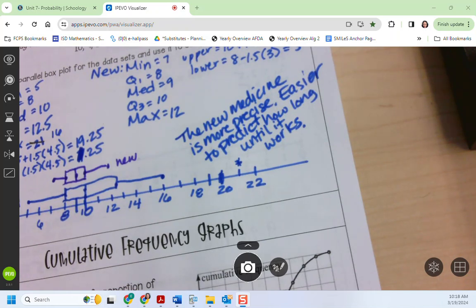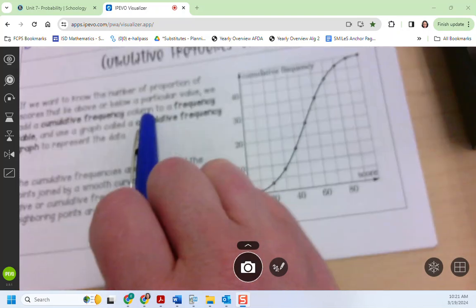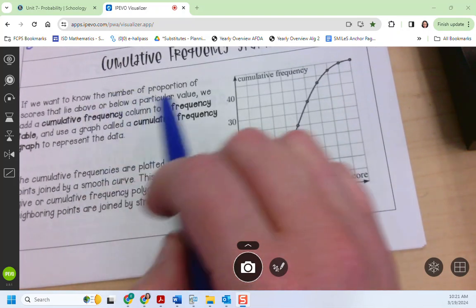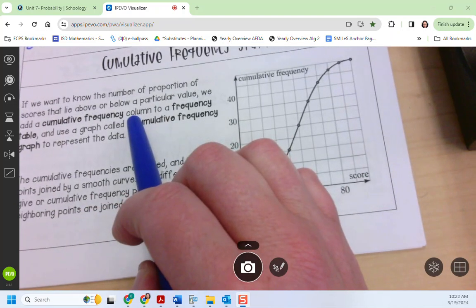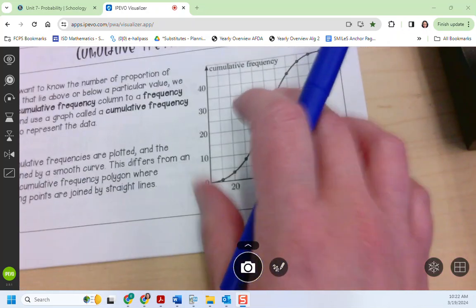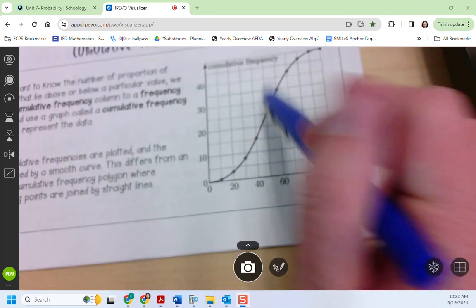All right, just a reminder, let's put phones away. When we want to know the proportion of scores that lie above or below a particular value, we can add a cumulative frequency column to the frequency table and use this graph called the cumulative frequency graph.